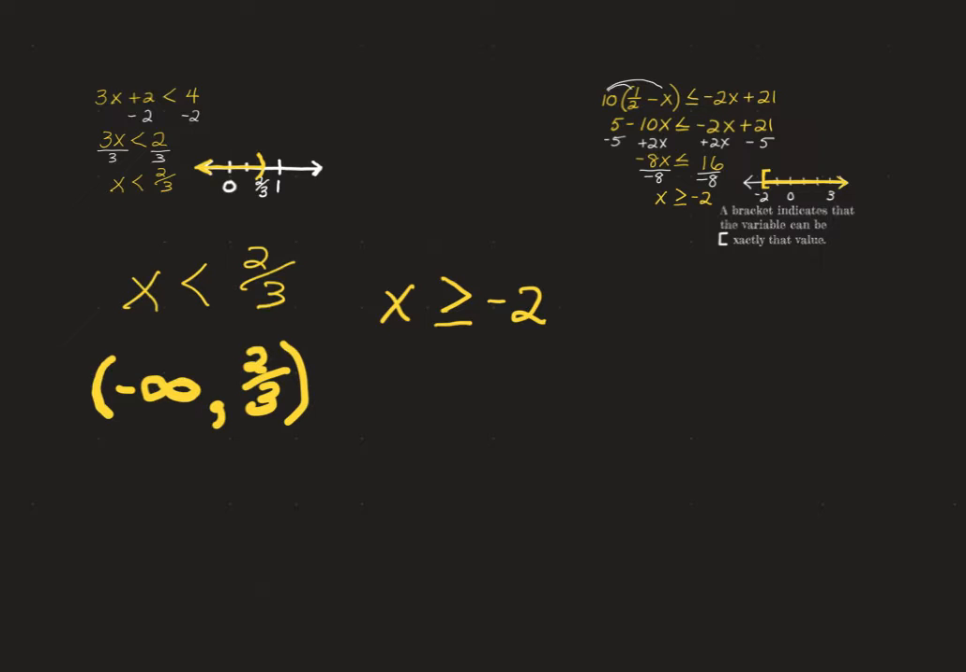Now for x greater than or equal to negative 2, the or equal to means that it can be exactly negative 2, just as we used a bracket up here in our number line for that inequality. And we use a comma, and then x can go on to positive infinity. It can never reach there, but it can head that way. So there are our answers in interval notation.